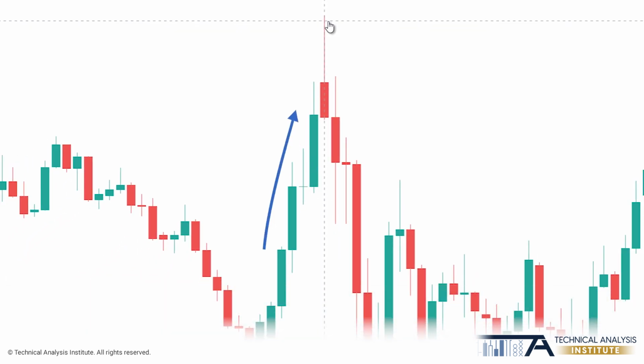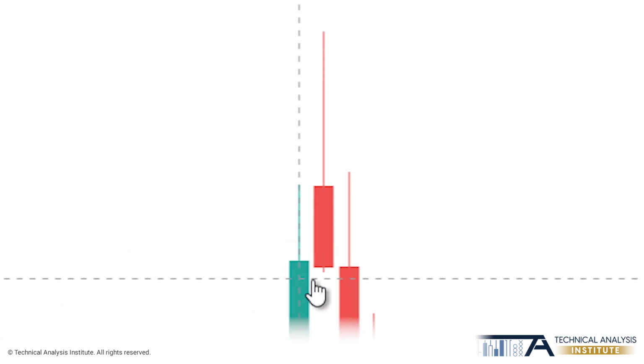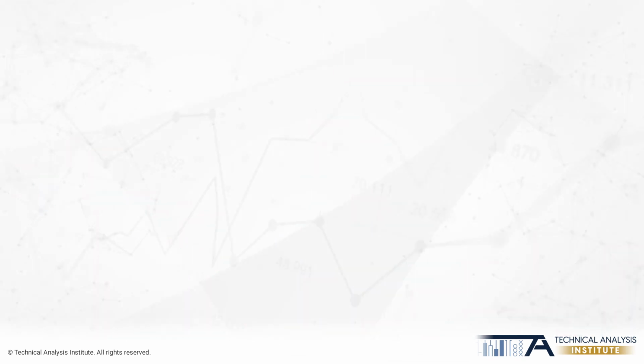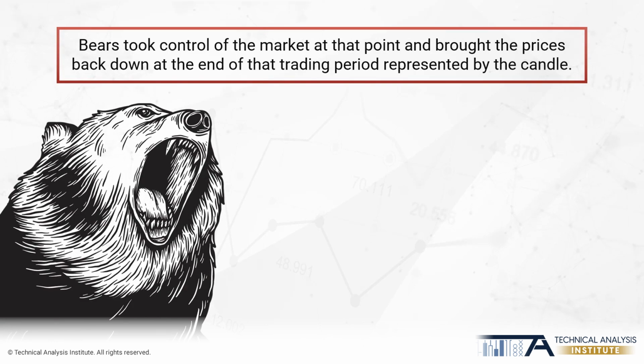The fact is that prices were going higher, and at some point the market rejected those higher prices and pushed them down, leaving behind a long upper shadow. There could be a tiny tail, or, like in this case, no tail at all. The main thing is the large upper shadow. To say it in different ways, bears took control of the market at that point and brought the prices back down at the end of that trading period represented by the candle.